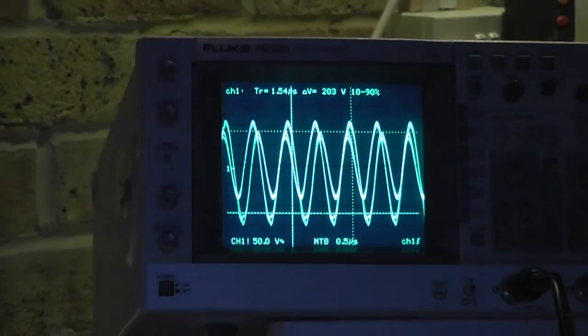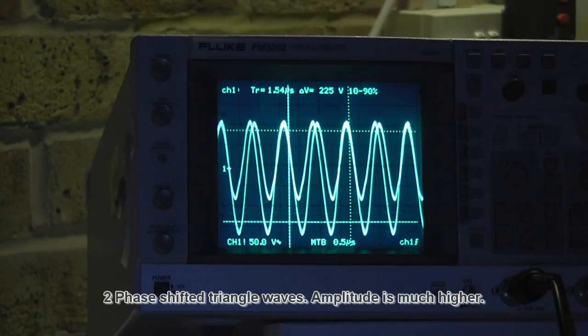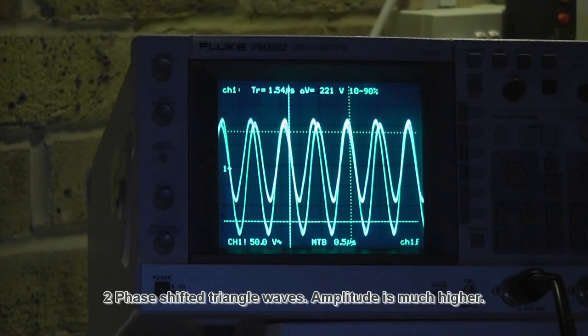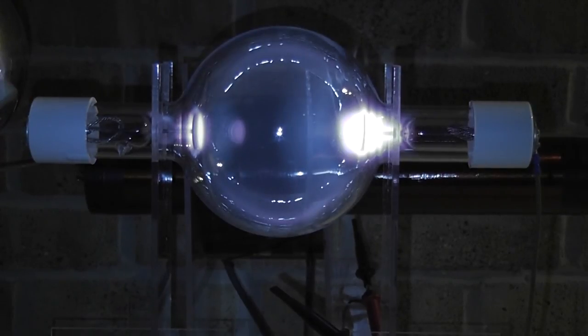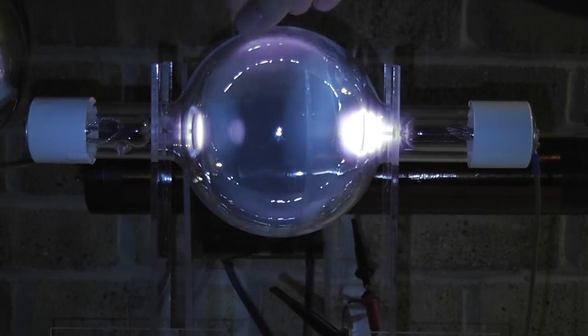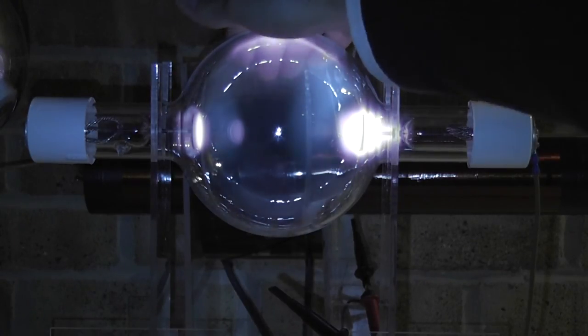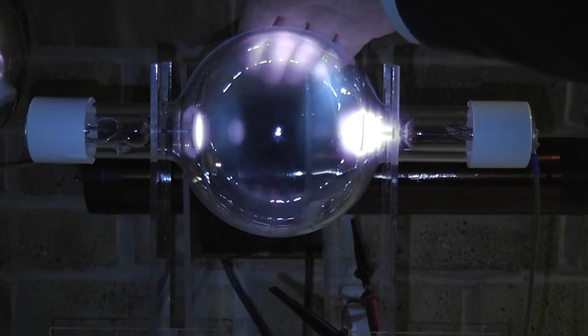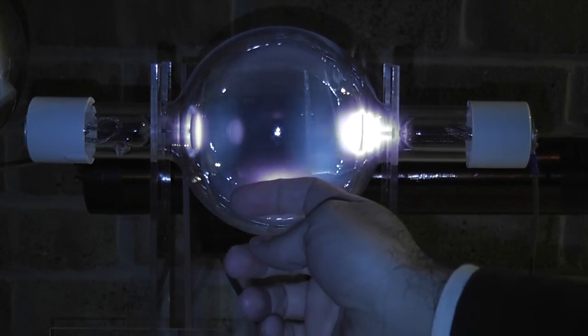Let's see here on the oscilloscope. Tuning. The excitation is now extremely strong. 1.2 amp, 1.3 amp at 50 volt. Let's have a look. Oh yeah, I can feel that field. Very, very strong.